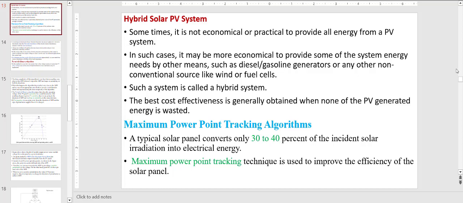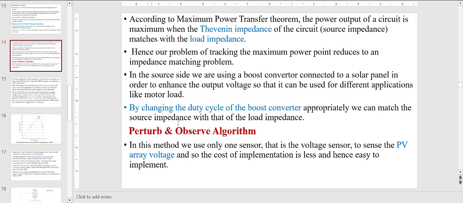Good morning. Today we are going to learn about maximum power point tracking algorithms. One of the most important algorithms we are going to discuss is the perturb and observe algorithm. These are the algorithms used to track the maximum power point, which can be extracted from a solar PV module. The perturb and observe method is one of the important methods.